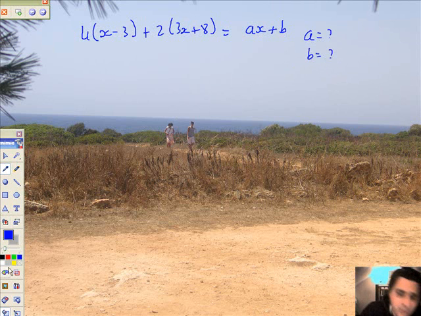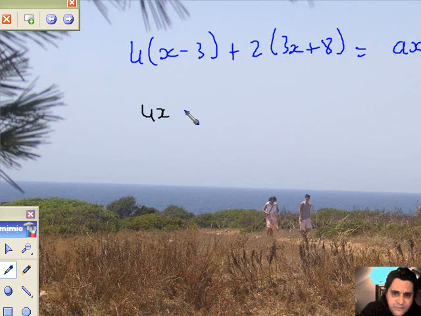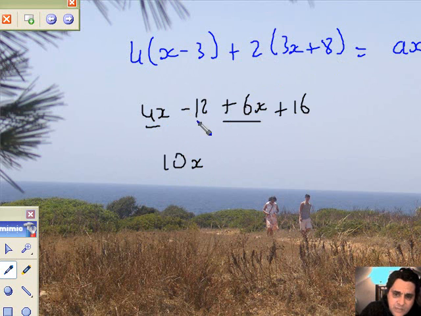Let's just have a look. Well, I've got brackets there. Let's start multiplying out. I won't put loops, just to get in the way, just leave it open. 4 times x, 4x, 4 times 3, 12, but it's negative. 2 times 3x, 6x, and it's plus 6x. And 2 times 8 is 16, plus 16. Squish it all up. 4x plus 6x is 10x. Minus 12 plus 16 puts you on positive 4.